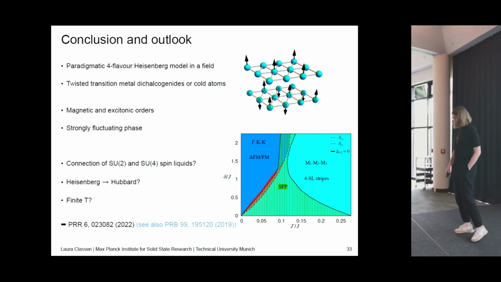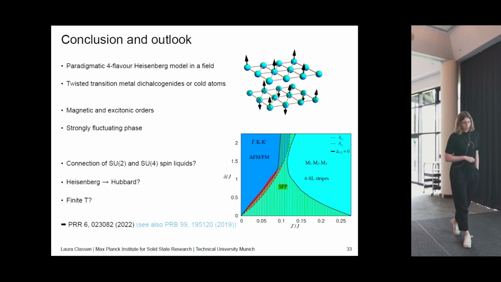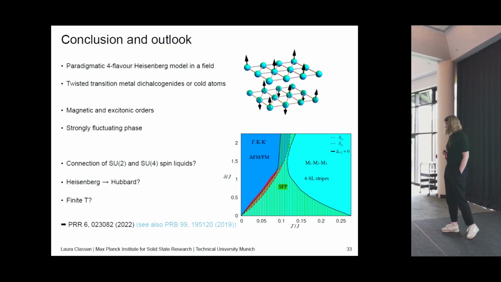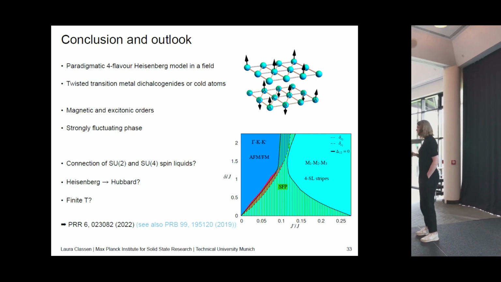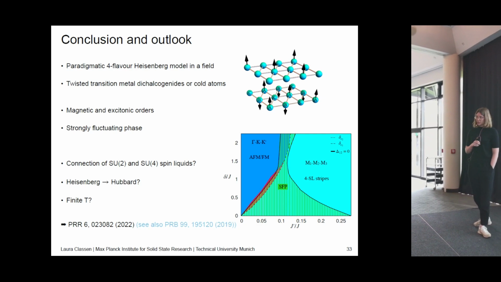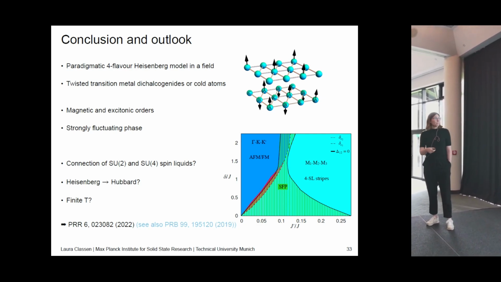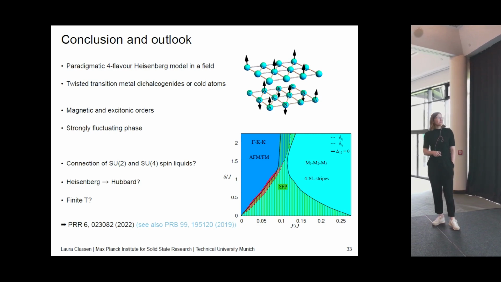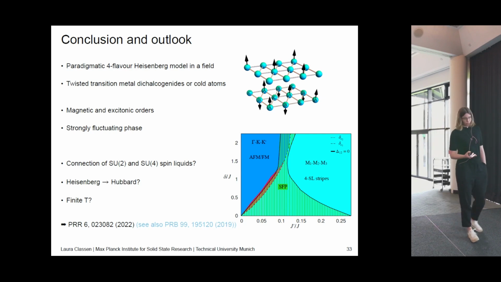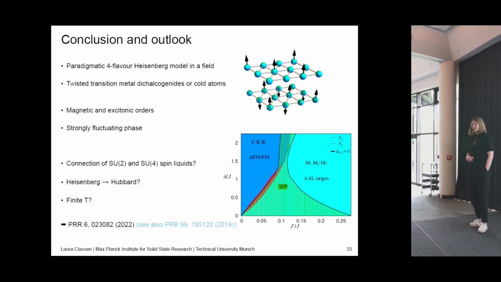All right, so this brings me to the conclusion. What we've studied is a paradigmatic model, namely the four-flavour Heisenberg model in a field. And this can be realized, for example, in twisted transition metal dichalcogenides. Now, I think we find an interesting, very rich phase diagram with this strongly fluctuating phase where we have a quantum disordered ground state.